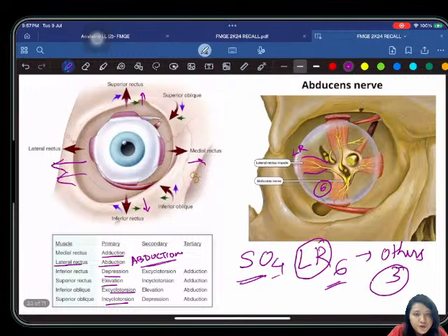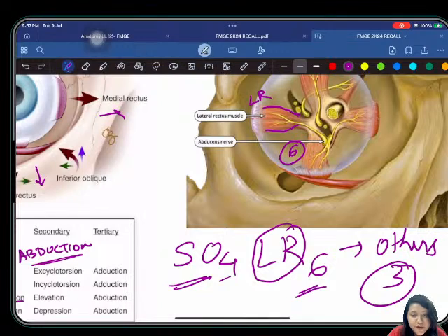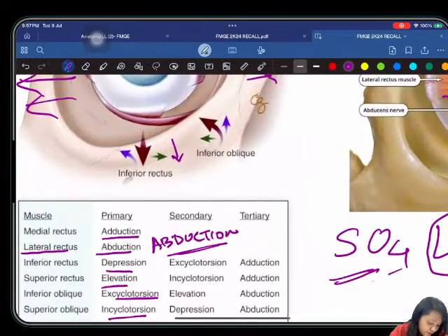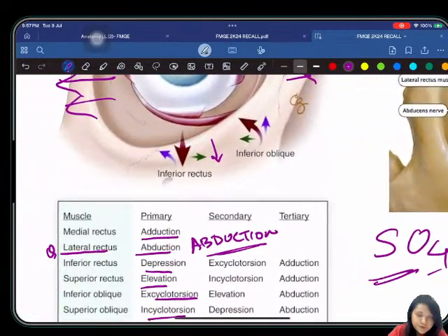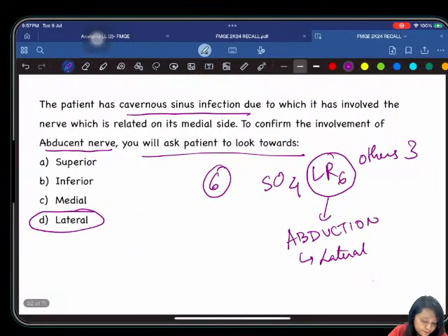Then the question on the testing of the abducens nerve. You know the dictum, that is SO4, LR6 and other is 3. So lateral rectus is 6 and it is mostly for abduction. To test abduction, we ask the person to look laterally, to see the function of the lateral rectus. Okay, so the answer is lateral.